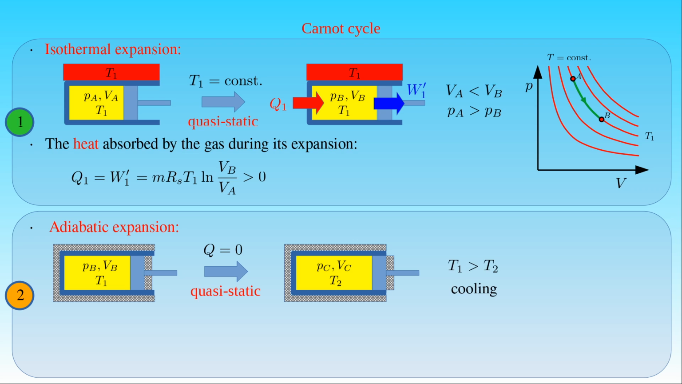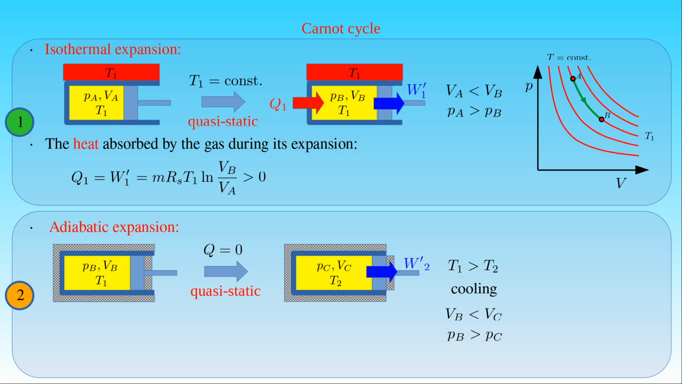Since the expanding gas cannot absorb heat, it will cool down and its absolute temperature T1 drops to the absolute temperature T2 in the final state of the adiabatic expansion, denoted by the letter C. The initial volume Vb of the expanding gas increases to the final volume Vc, whereas its initial pressure Pb reduces to the final pressure Pc. The expanding gas does the pressure volume work W'2 on the surroundings.